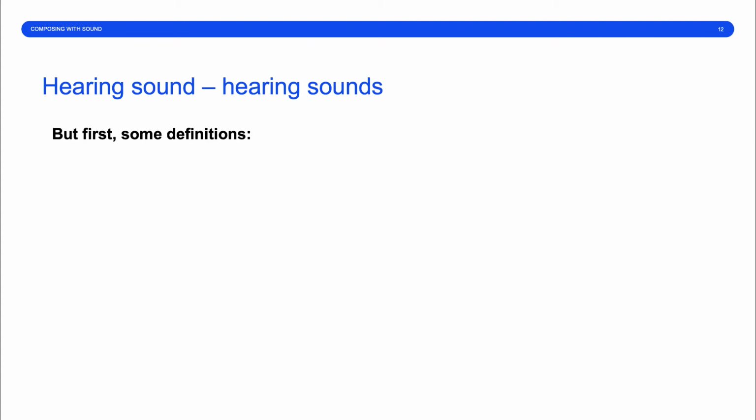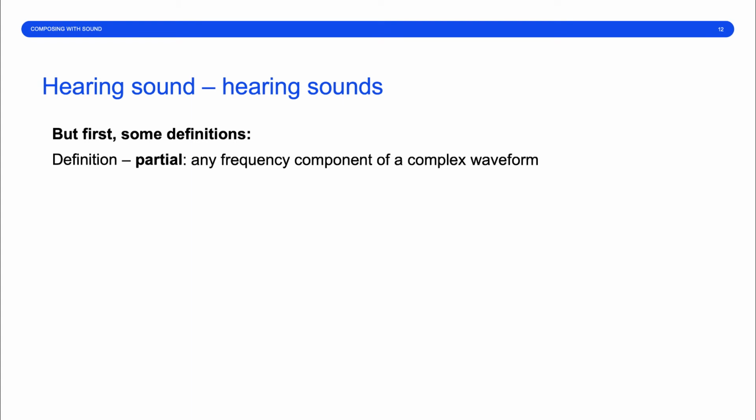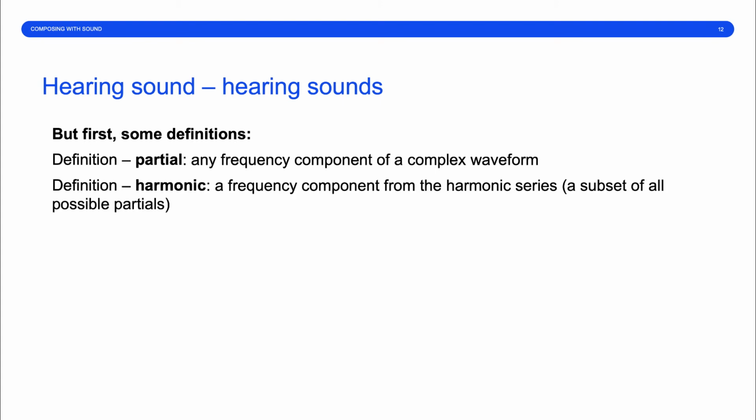Before we answer that question, I'm going to just go over some of the concepts or terms that we've introduced. So I've used the term partial or frequency component. A partial is any frequency component of a complex waveform. When I'm referring to a complex waveform, I'm referring to any waveform other than a sine wave, which is a simple or pure tone. I've introduced the idea of a harmonic, or the harmonic series. A harmonic is a frequency component that belongs to the harmonic series. So the harmonic series are the multiples of the fundamental in frequency: 1 times, 2 times, 3 times, 4 times the frequency of the fundamental.